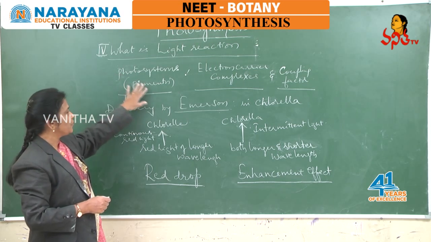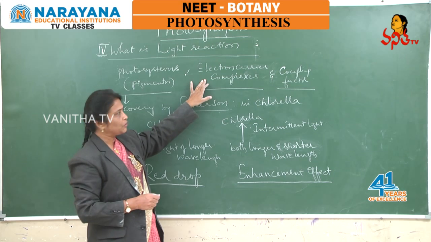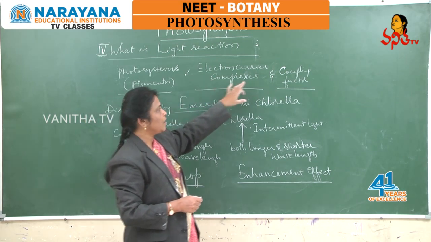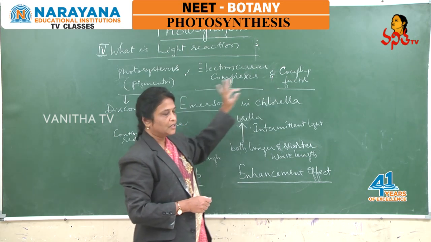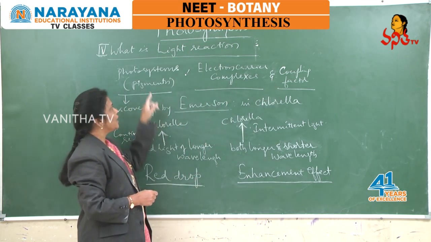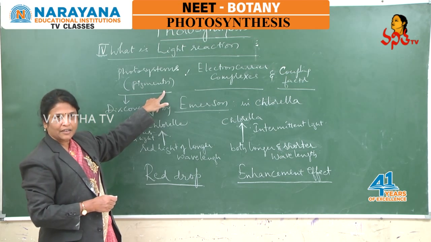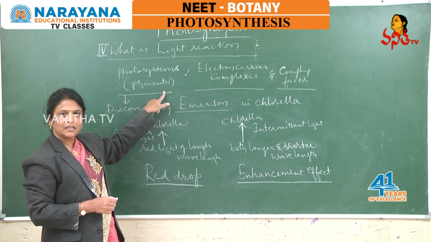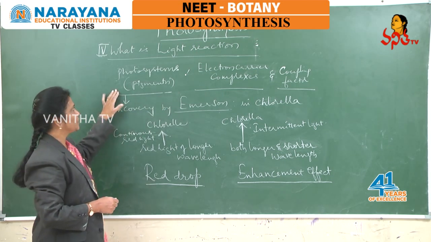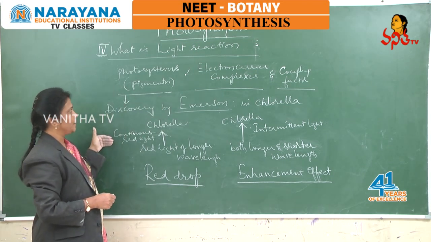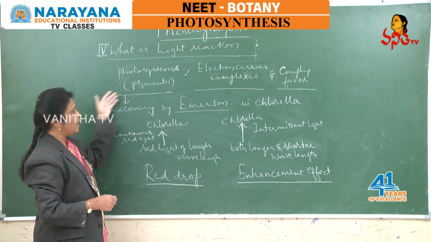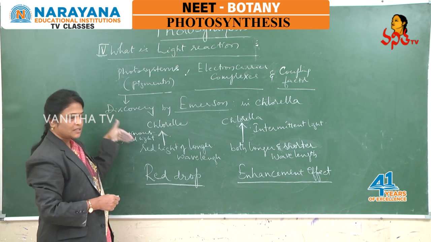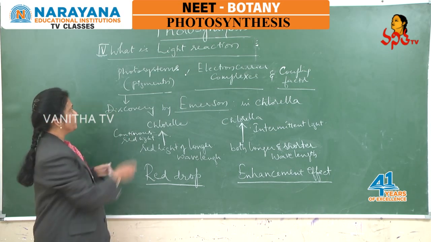In addition to photosystems, various electron carrier complexes are located in the thylakoid membrane, and also coupling factors, that is CF0 and CF1, and they are involved in light phase reactions and in the synthesis of assimilatory power, that is ATP and NADPH. Okay, now let us elaborate on what photosystems are and how they are involved in light phase reaction and how they cause the synthesis of assimilatory power.